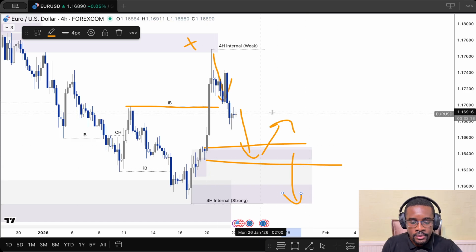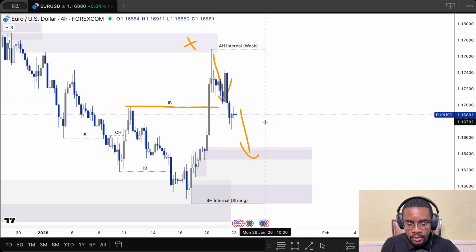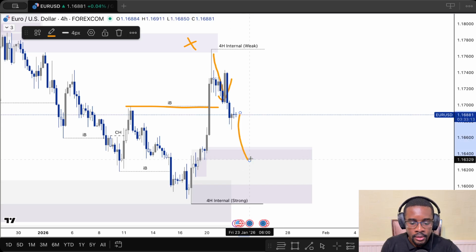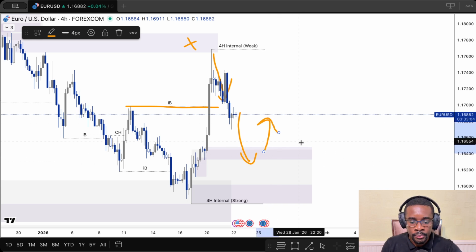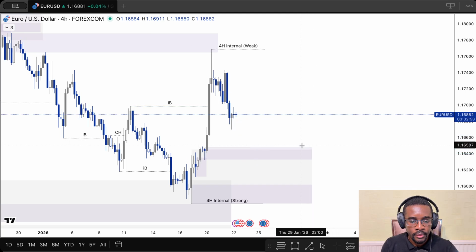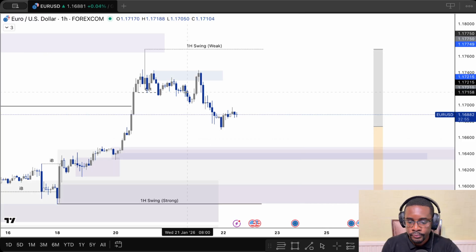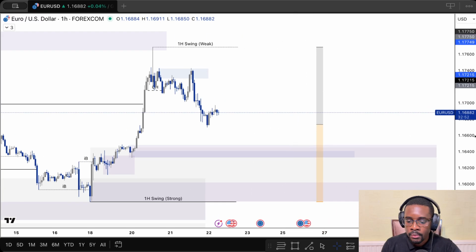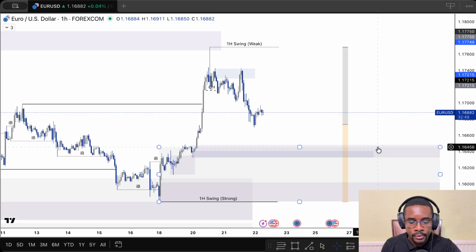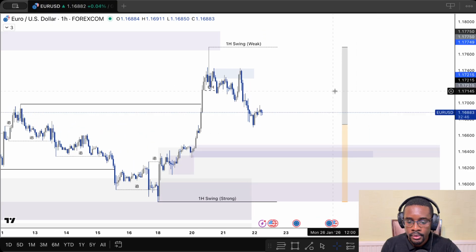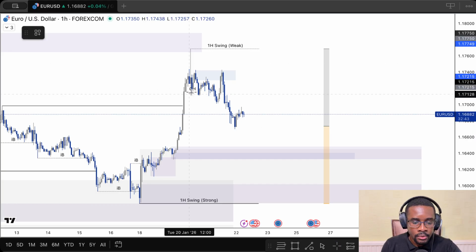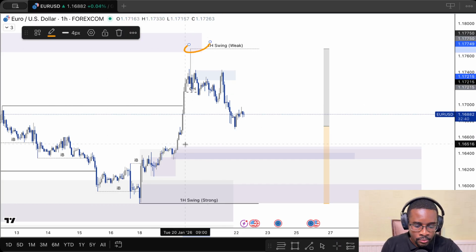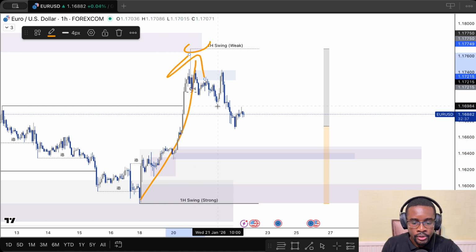So as it stands, we'll be looking at this POI at the proximal of the daily to be mitigated, and then probably get a reaction from there. And then looking at the 1-hour, our 1-hour swing is bullish.